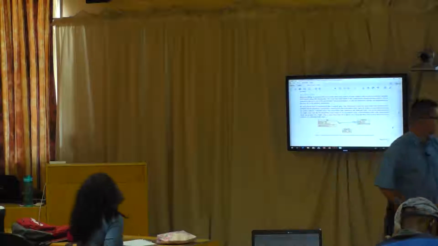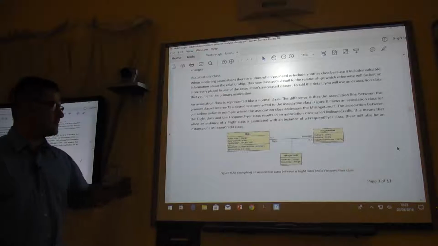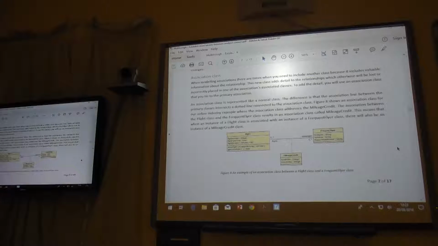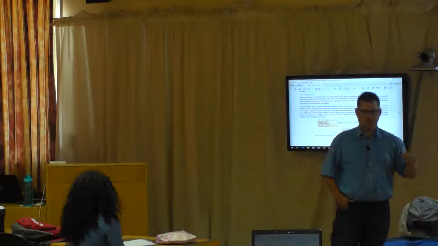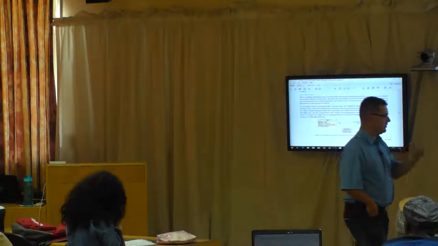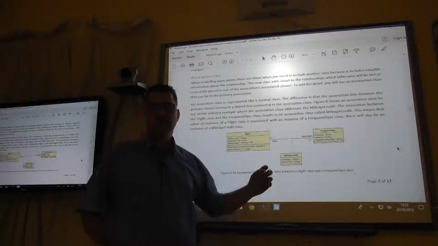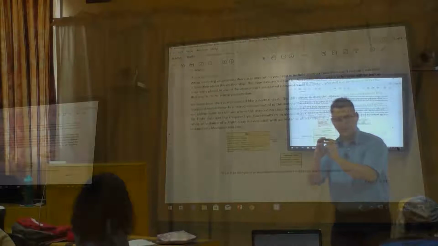If we take this as mileage credit, it captures the bonus miles and the base miles, but that information does not really belong in either one of the two other classes. This information comes from the two of them. It's almost like additional information. So the question was, does this information come from either one of the two classes? And no. That information in that class is really just describing the relationship in more detail.